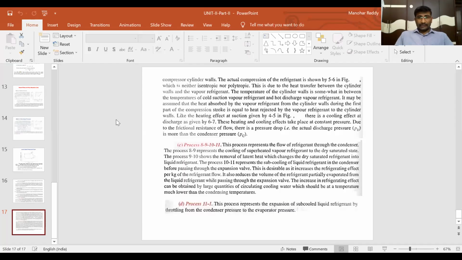Let us close this class. I will start the third unit in the next class. It is purely theory. The third unit is completely theory related to the components which are used in the VCR system. That is the compressor classification and working, condenser classification and working, expansion valves, and evaporator classification and their working. These are all theory, the total theory part in unit 3. I will cover this theory part in the next class.